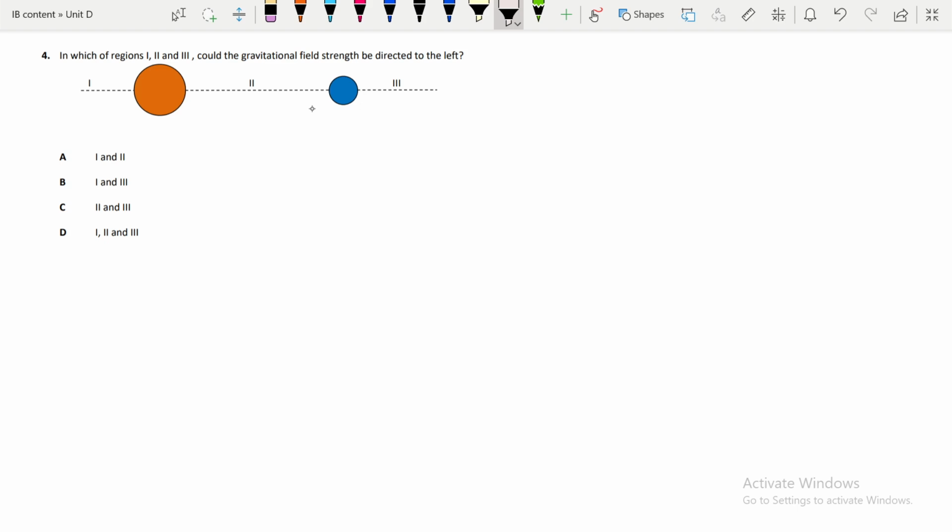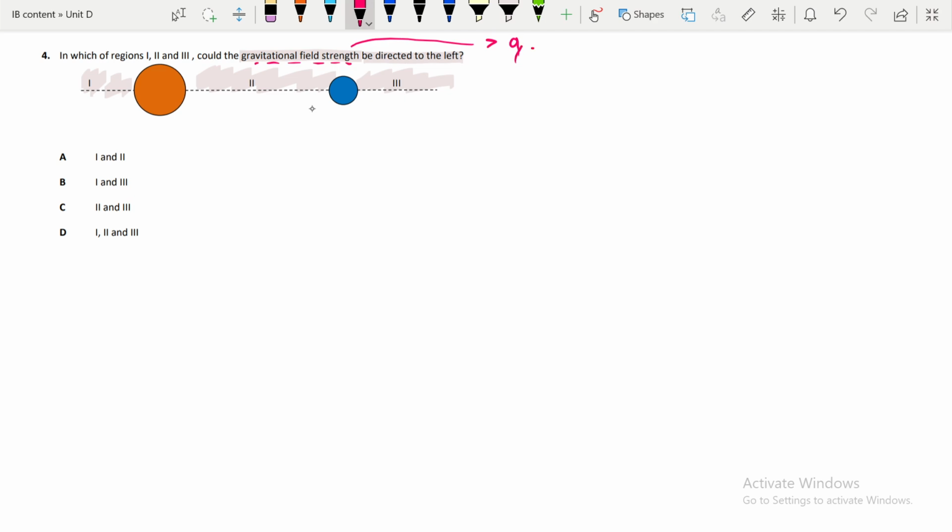In which regions should the gravitational field strength be directed to the left? So we are given these regions, between these two planets, between these two masses, and this one. Well, first of all, gravitational field strength is a vector quantity because it always has a direction.